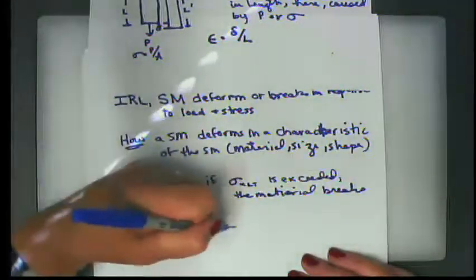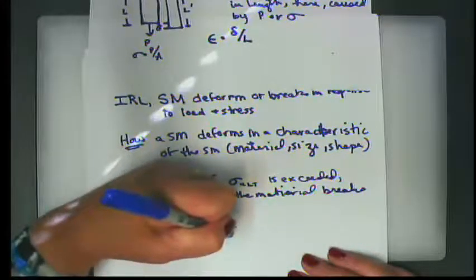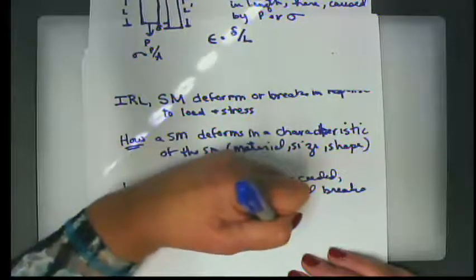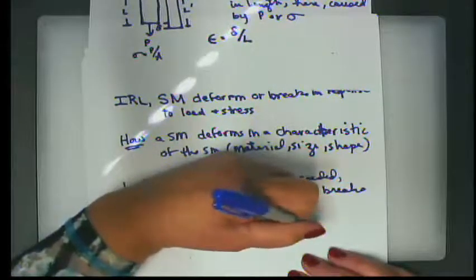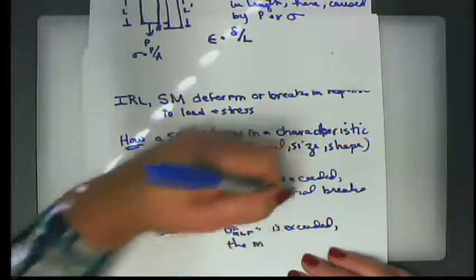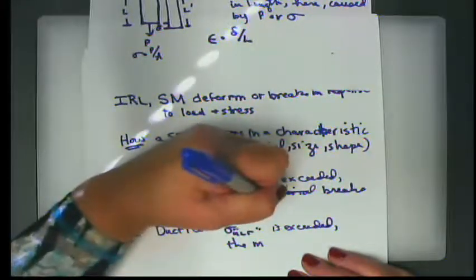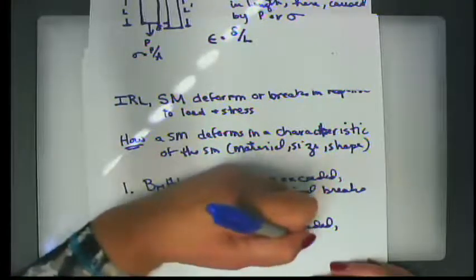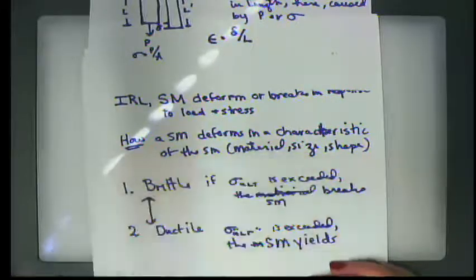And for ductile, if sigma, I don't know if I want to call it ultimate, so I'm going to put it in quotes, we're going to talk about that, is exceeded, the material, let's even say the structural member, doesn't break at first, but it yields in some manner.